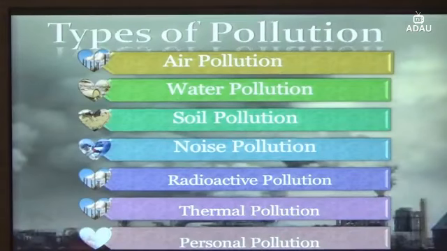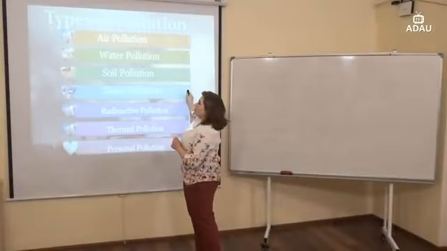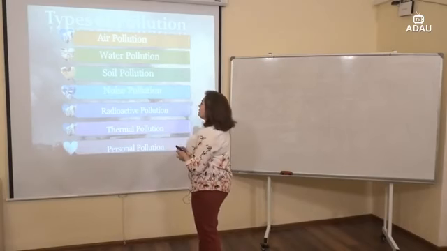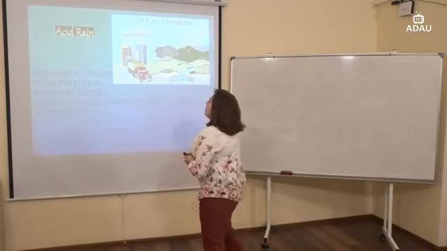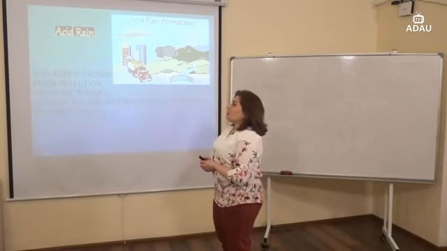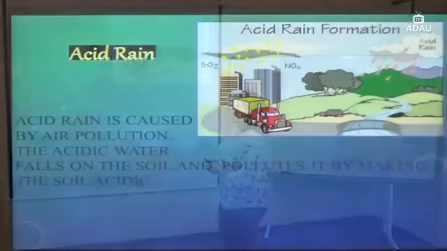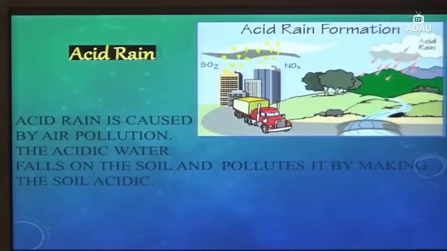We know some types of pollution: air pollution, water pollution, soil pollution, noise pollution, urban pollution, radioactive pollution, thermal pollution and personal pollution. Acid rain. Acid rain is caused by air pollution. The acidic water falls on the soil and pollutes it by making the soil acidic. Acid rain and the air pollution too.